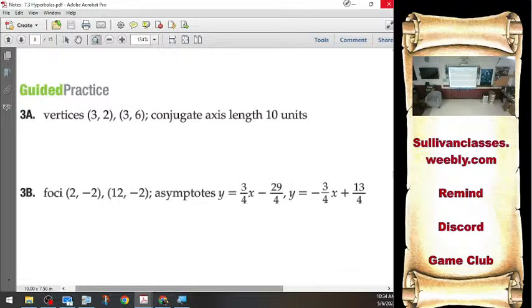Is the conjugate always horizontal? No. Transverse, major. Conjugate, minor. So in this case, is it? Yes. No. No. Yes. Wait. When in doubt, draw it out. Yes, it is.